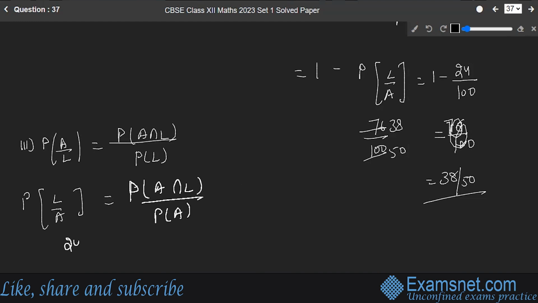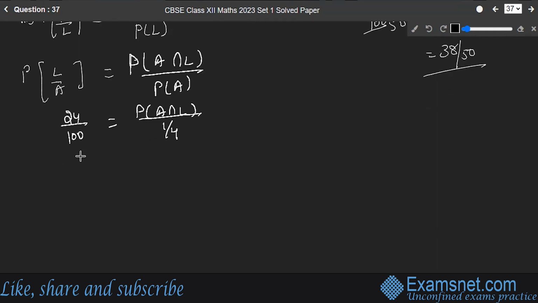And this is equal to 24%. So 24 upon 100, P(A intersection L) and P(A) was equal to 1 by 4. So that is going to give me 24 into 1 by 4 upon 100 is equal to P(A intersection L). That is 3 by 50.